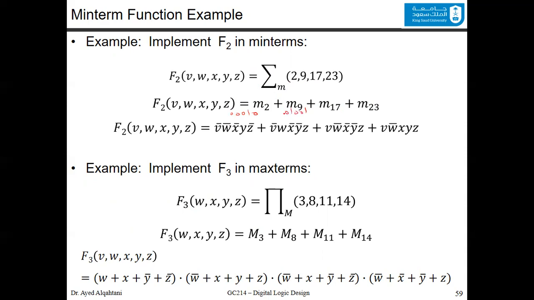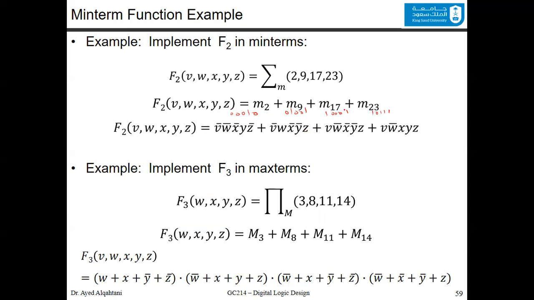This is the binary of the 9, and the binary of 17 is, it's 16 plus 1, so it's 1, 0, 0, 0, and 1. And the 23 would be 1, 0, 1, 1, and 1.